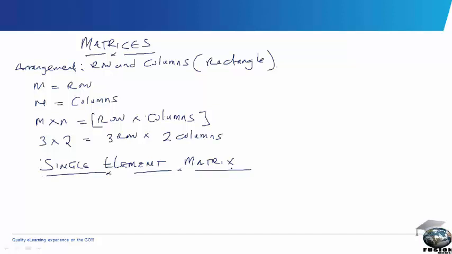The single element matrix, or what we call the 1 by 1 matrix. In this matrix, there is just 1 row and 1 column. A single element matrix contains 1 row as well as 1 column.